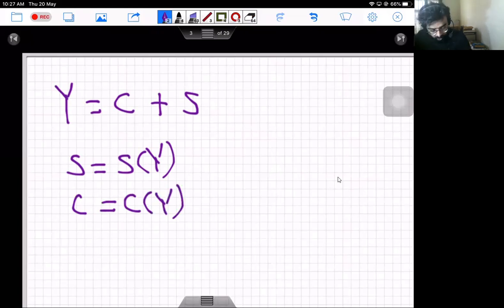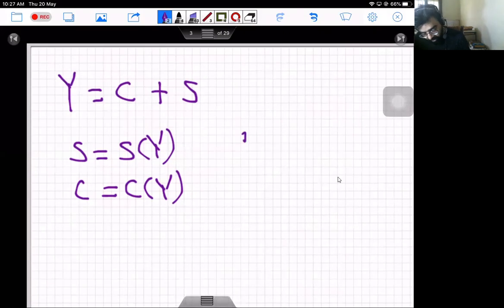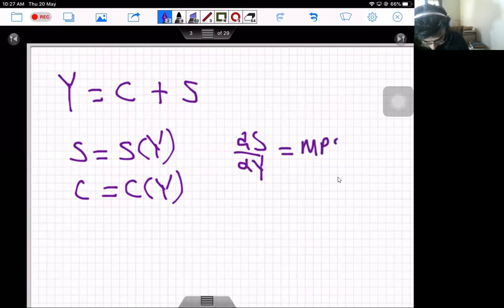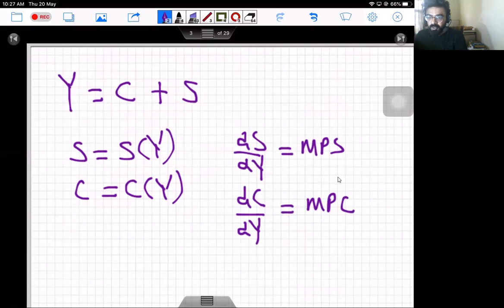All right. So if we differentiate the savings with respect to income, we find that the derivative of savings with respect to income gives us the marginal propensity to save. And if we find the derivative of consumption with respect to income, we find the marginal propensity to consume.